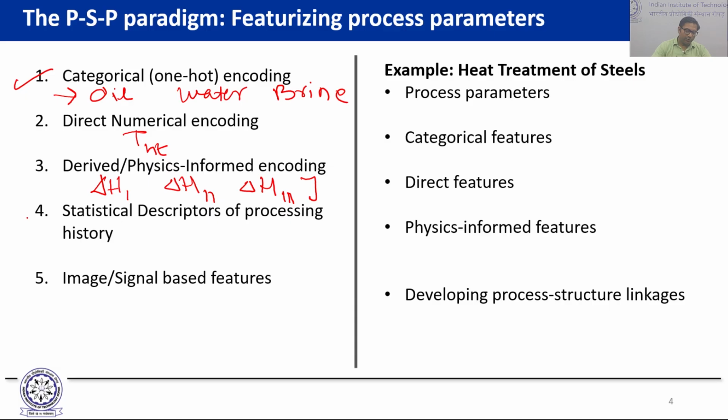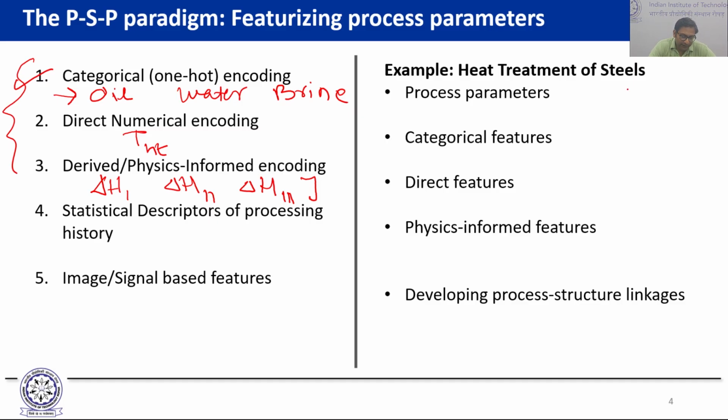And then if you are doing some sort of imaging, so let's say if you use a thermal camera during your processing, then how your material appearance starts changing as captured by the thermal camera can also be used as a process parameter. Usually we will be more concerned with the first three types of featureization for the different process parameters.